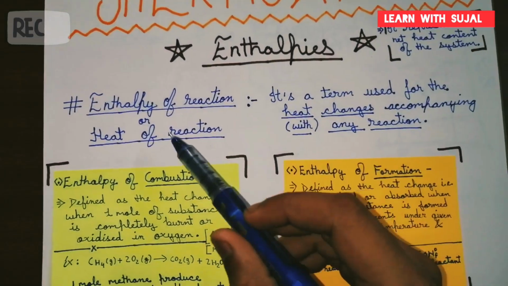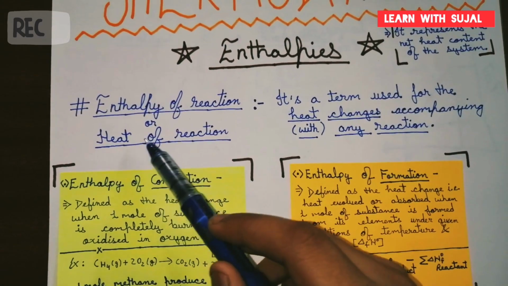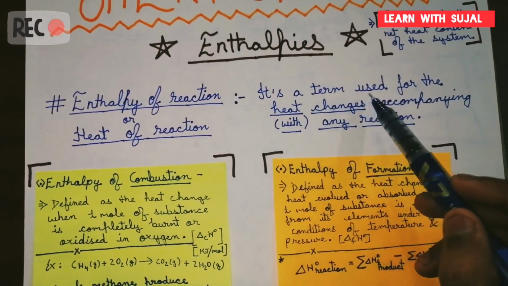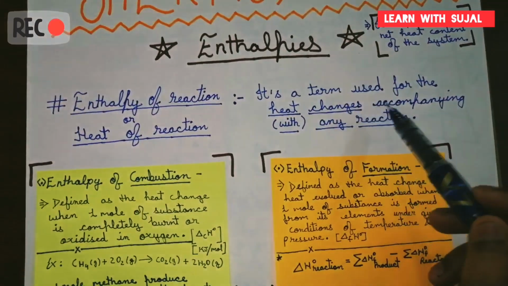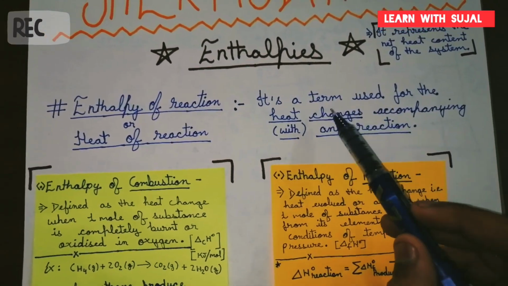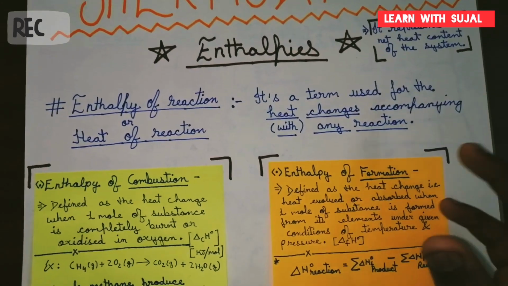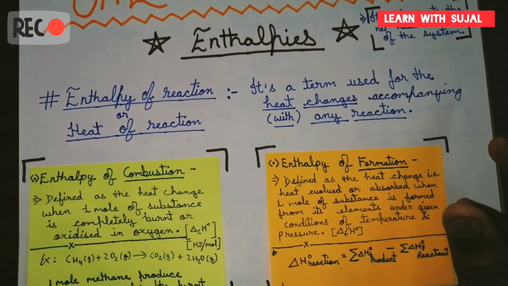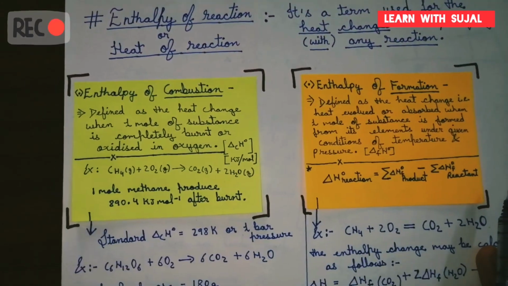The first one is the enthalpy of reaction, or heat of reaction. It is a term used for the heat changes accompanying any reaction, meaning the heat changes according to the reaction. Now we will discuss the enthalpies.